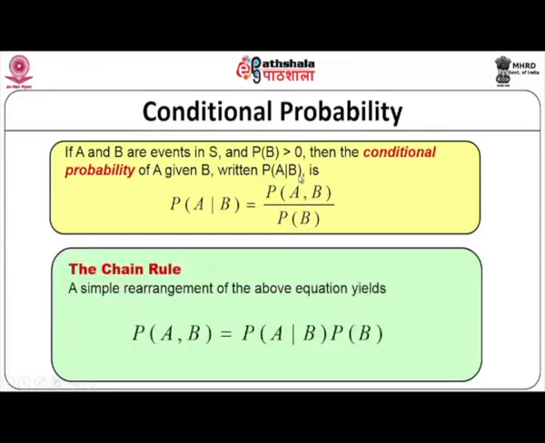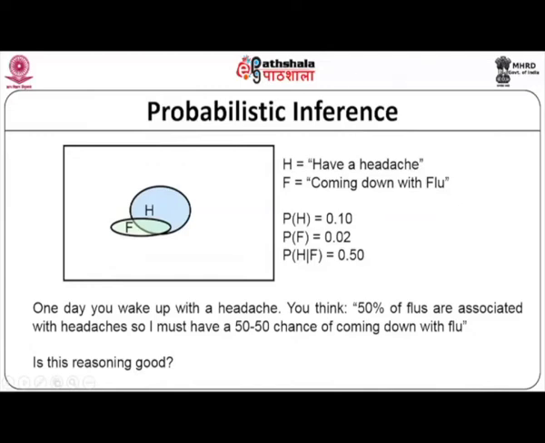Now, this may be applied as a chain rule, and a simple rearrangement of this equation results in the probability of A and B being equal to the probability of A given B multiplied by the probability of B. So, this is what is used for probabilistic inferencing.